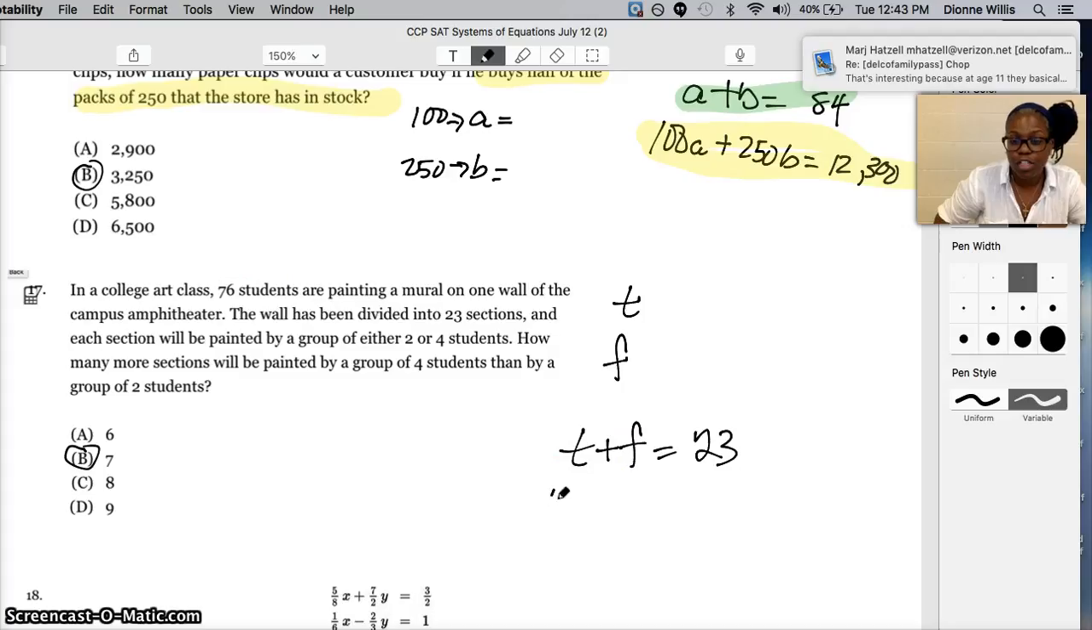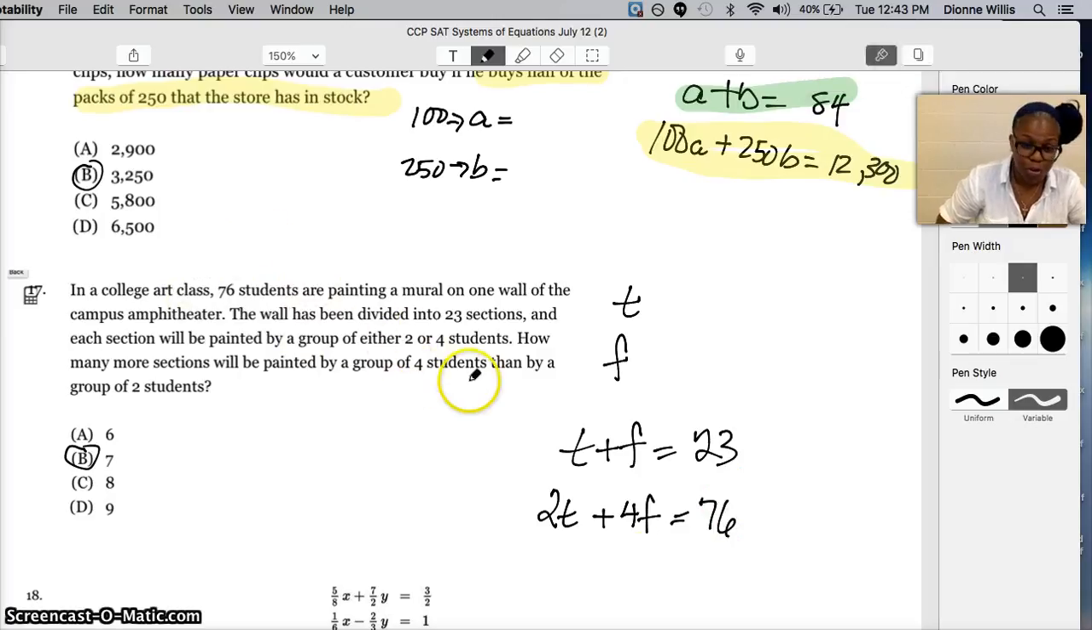And I know that for each group of 2, 2 times T will give me the number of students that are in groups of 2. And then 4 times F will give me the number of students that are in groups of 4. So then I get 76 as an answer because that's the number of total students painting this mural. At this point, I need to get rid of something so I can solve for a variable. So let's go back to the question.